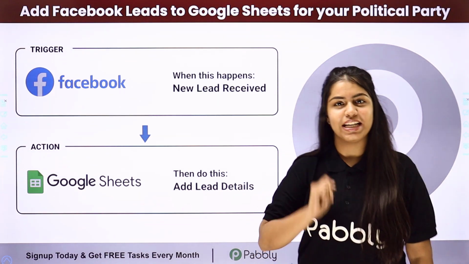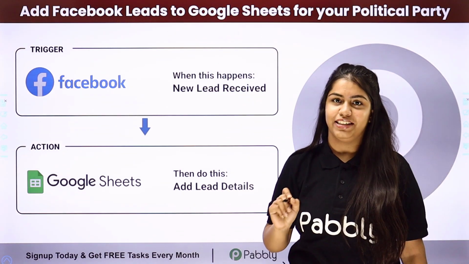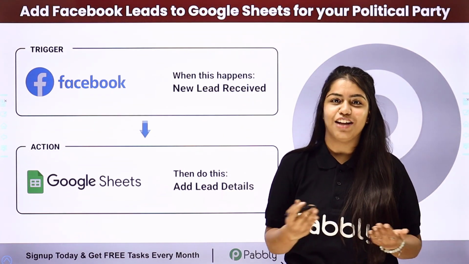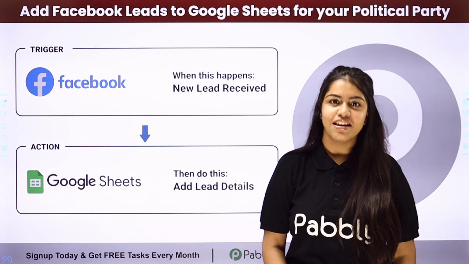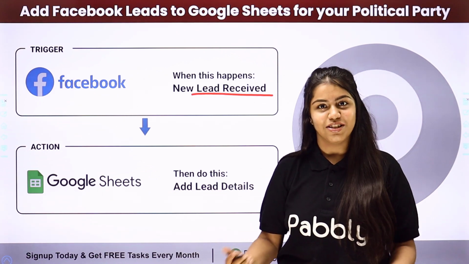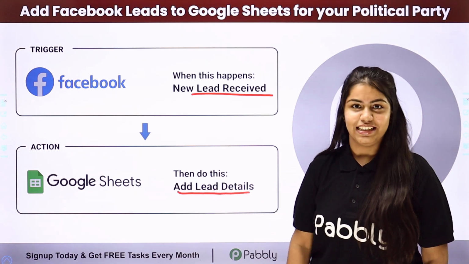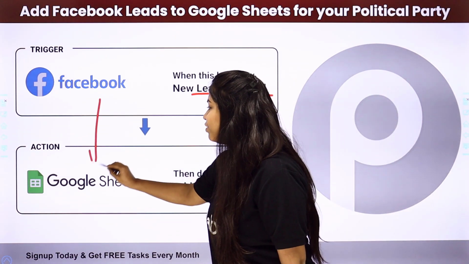The title of our today's video is How to Add Facebook Leads to Google Sheets for Your Political Party. So I'm running a political party, and to promote my party I'm running lead ads, and I wish that whenever I receive a new lead, automatically the details of that lead should be added to my Google Sheets. For this we have to create an integration between Facebook and Google Sheets.